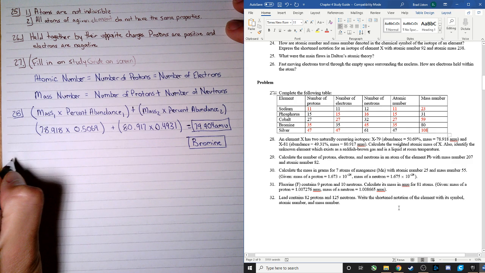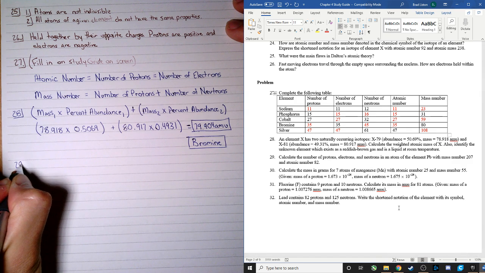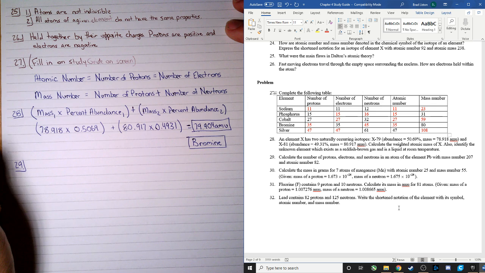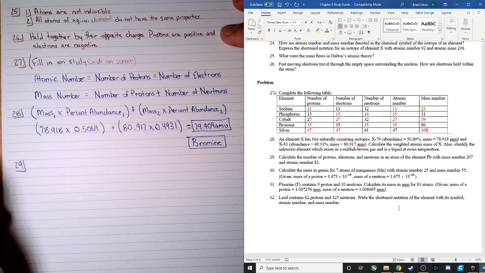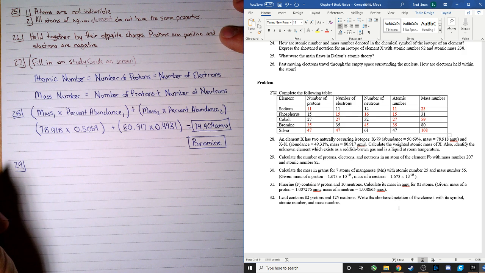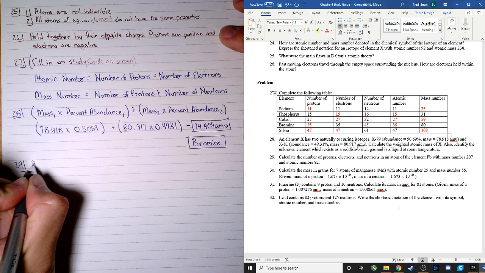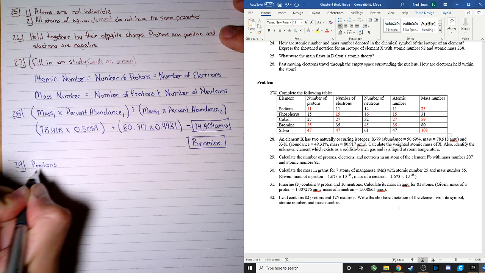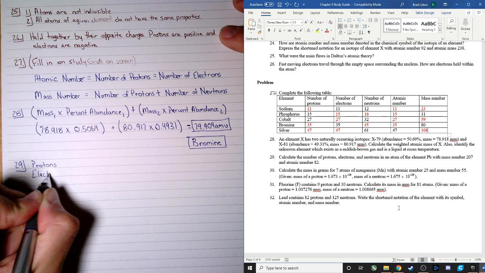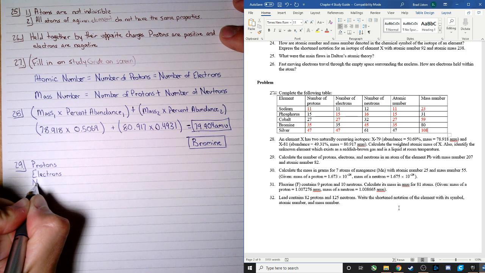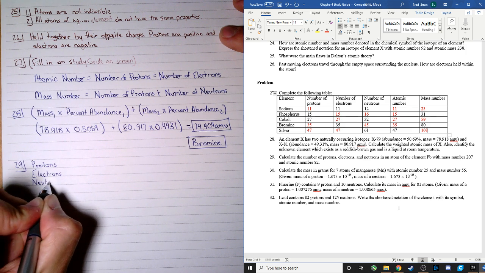For number 29, calculate the number of protons, electrons, and neutrons in an atom of the element Pb, that is lead, with mass number 207 and atomic number 82. So we need to know the number of protons, electrons, and neutrons.